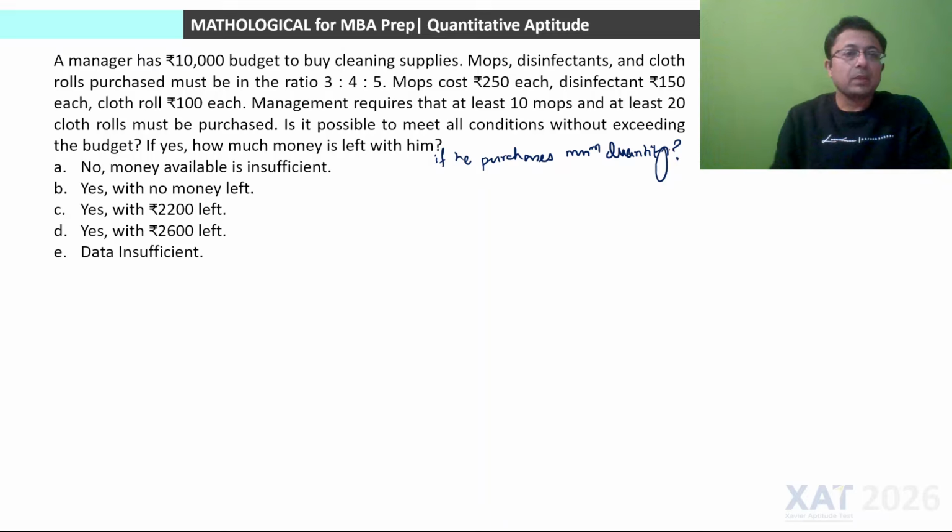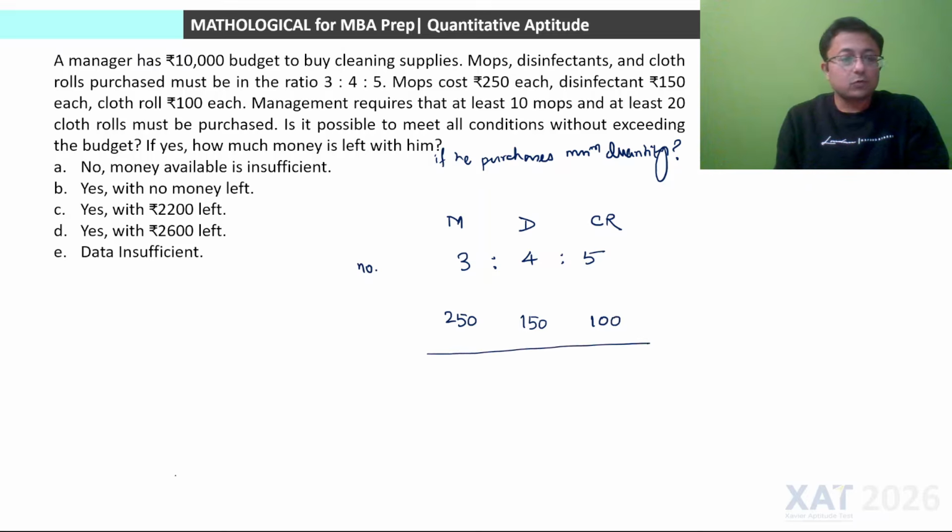ओके, सो mops, disinfectants, and cloth rolls. So these are 3 items, and ratio of the items should be 3:4:5. So number of items should be in the ratio 3:4:5. Mops cost rupees 250. Disinfectants cost rupees 150. And cloth rolls cost rupees 100.